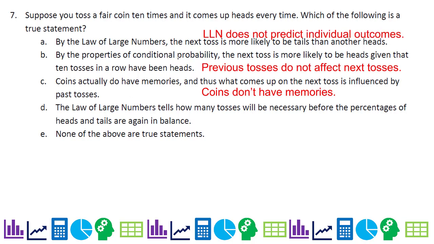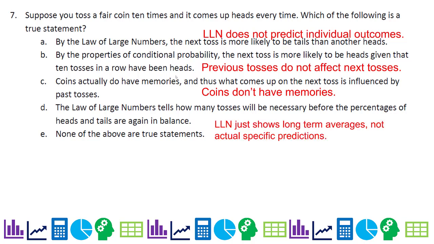All right, so the law of large numbers does not predict individual outcomes, and your next toss is sort of like an individual outcome. It means on average, your actual will approach your theoretical proportions, okay? Then it says, by the properties of conditional probability, the next toss is more likely to be heads, given that 10 tosses in a row have been heads. Previous tosses do not affect next tosses. And that also rules out C, because coins don't have memories. And the law of large numbers tells how many tosses will be necessary. No. It just shows long-term averages, not specific predictions.